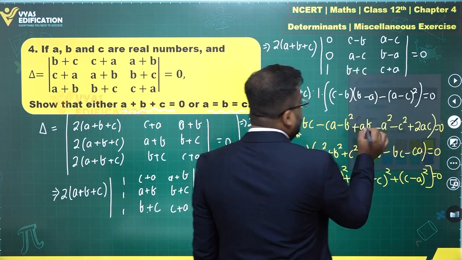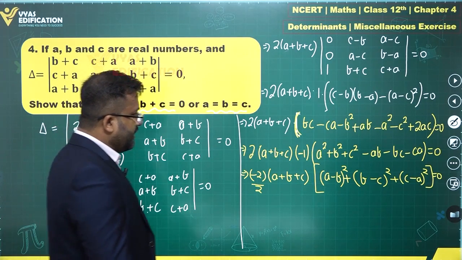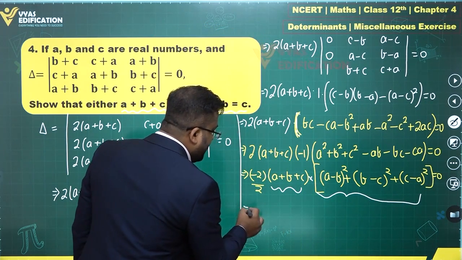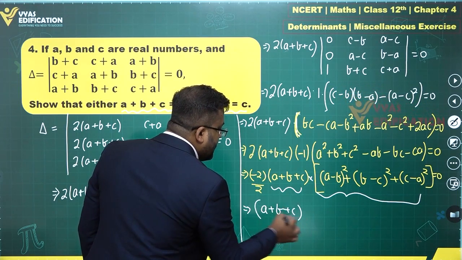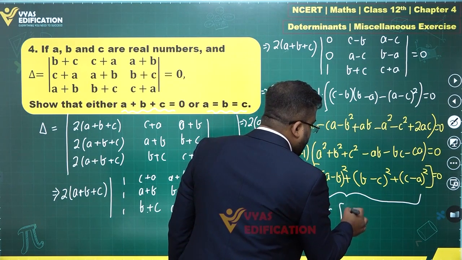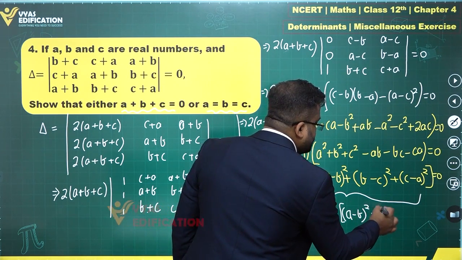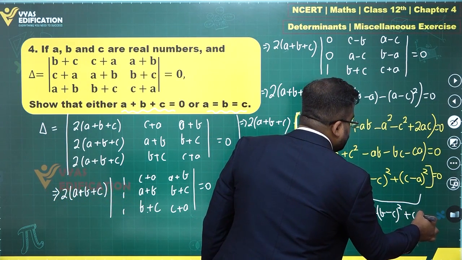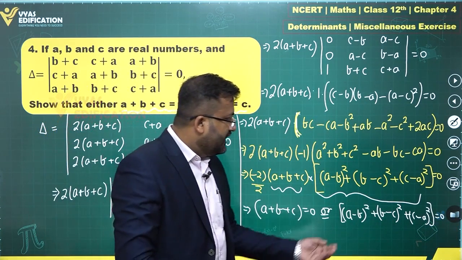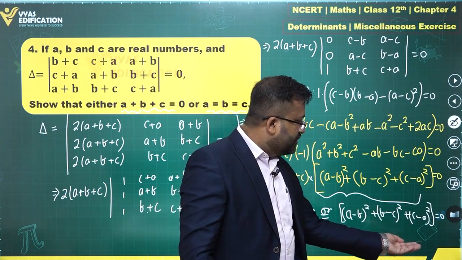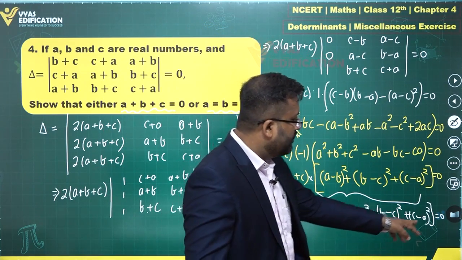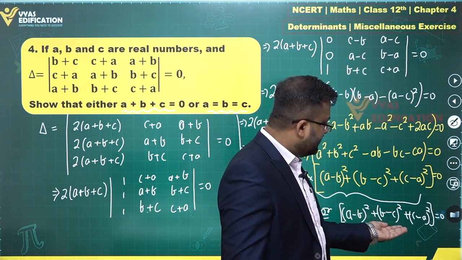If this is equal to 0, then where does that take us? If you observe the product, this is minus 1, which is okay, but the product of this factor and the other factor is 0. This implies that the first factor a plus b plus c equals 0, or the second factor equals 0. Now what is the second factor? A minus b whole square plus b minus c whole square plus c minus a whole square is equal to 0. Observe carefully. Square is greater than equal to 0, greater than equal to 0, greater than equal to 0.